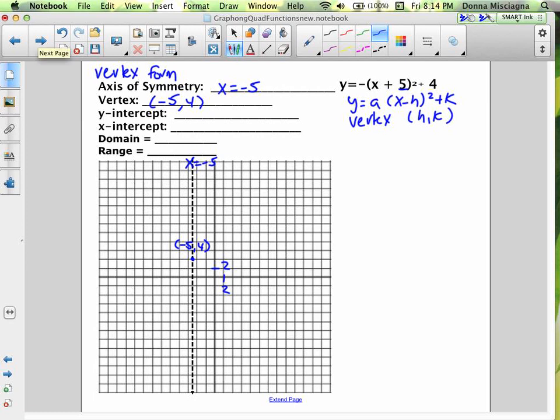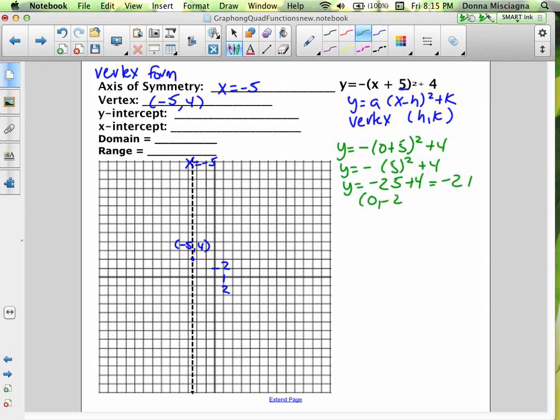Now let's find our y-intercept. I'm going to switch colors here. All right, so for our y-intercept, we just plug in 0 for the x. y equals negative (0 plus 5) squared plus 4. So this is going to be negative 5 squared plus 4. So that's going to be negative 25 plus 4. So our y-intercept is going to be negative 21. And now you can see why I changed the scale. All right, so our y-intercept is (0, negative 21).